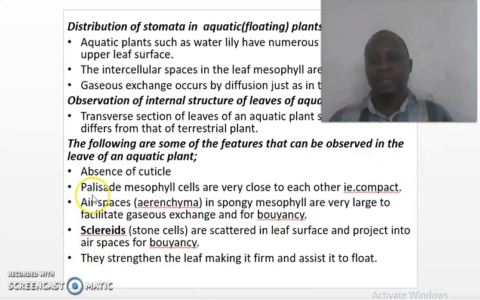So we have said they have two main functions: one, to facilitate gaseous exchange, and also for buoyancy. Now, apart from that, there are sclereids or stone cells which are scattered in the leaf surface and project into the air spaces. This also is for buoyancy, and they also strengthen the leaf, making it firm and assist it to float.